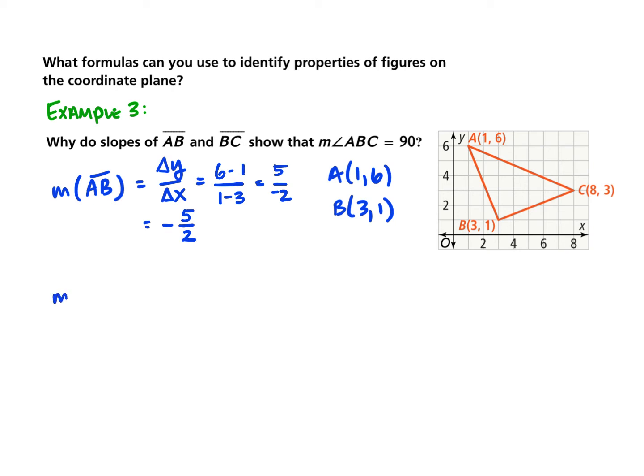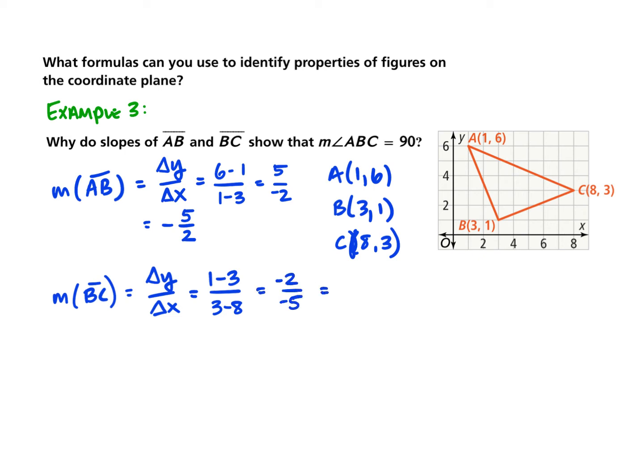Now let's go ahead and do the slope of segment BC. Point C is at 8, 3. Again, I'm going to do change in y over change in x. Now I'm looking at these 2 points. When I subtract the y's, I'll do 1 minus 3. And when I subtract the x's, I'll do 3 minus 8, this one minus that one. That's going to give me negative 2 on top, negative 5 on the bottom. Those two negatives cancel out, so I would have 2/5.